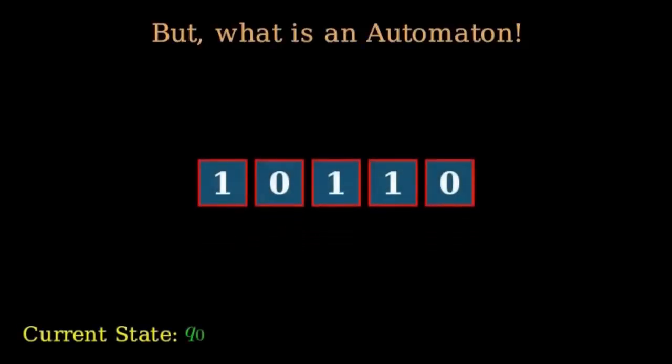But what really is an automaton? An automaton is nothing but a hypothetical machine that responds to input events and changes its states. For instance, this one here validates whether a sequence has an even number of nodes, which is not the case for this.